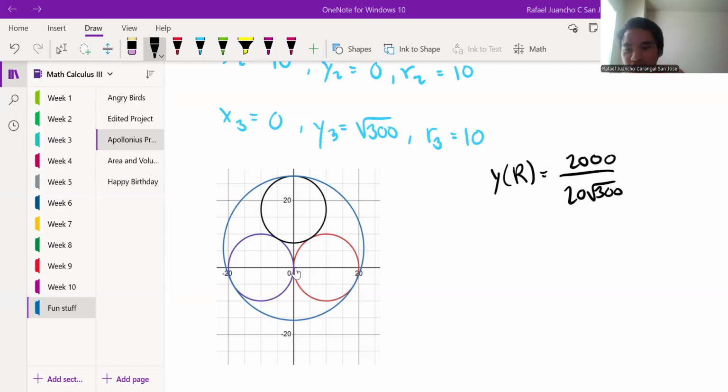And then, oh, and then we can cancel. So here we get 200, or we get 100 actually. 200 over 2, so this is just 100 square root 300, right? It should give me the same thing. Okay, cool. And then my x of r here, so my x of r is 0.